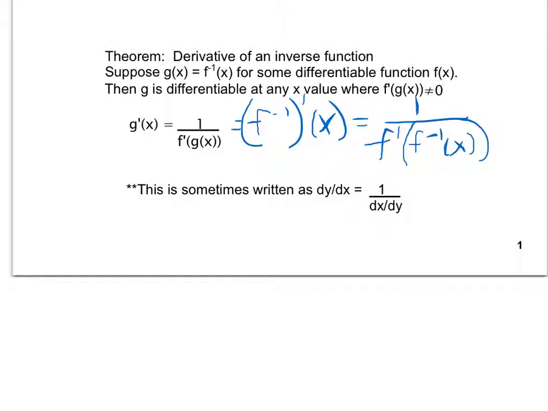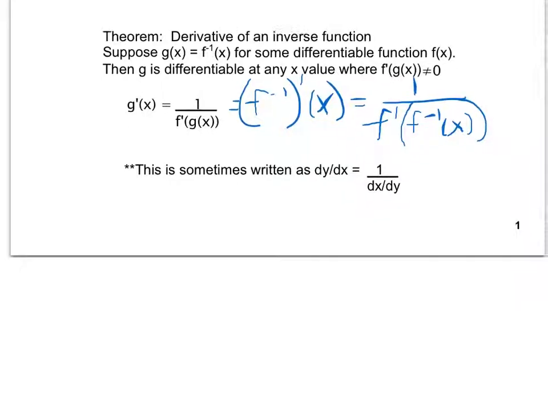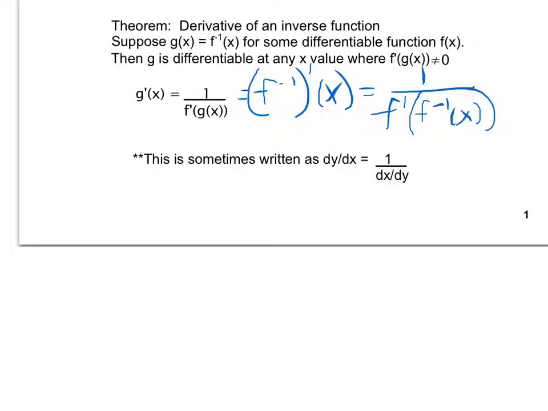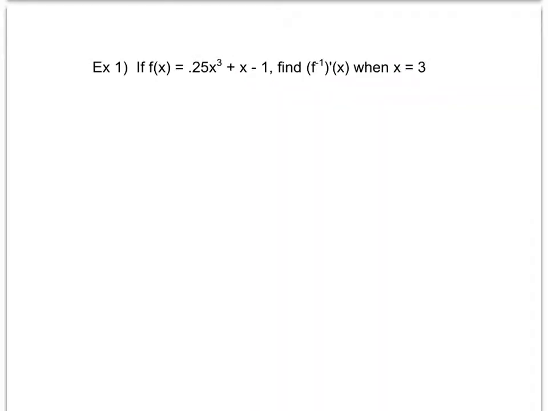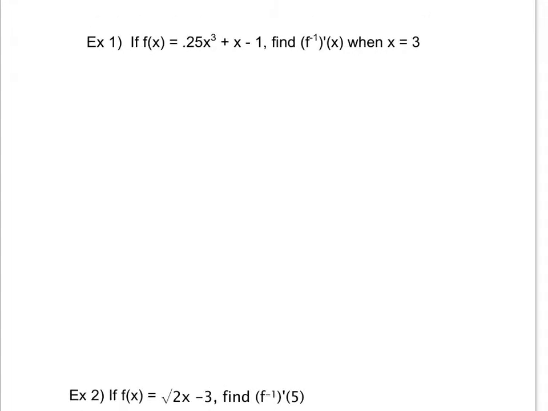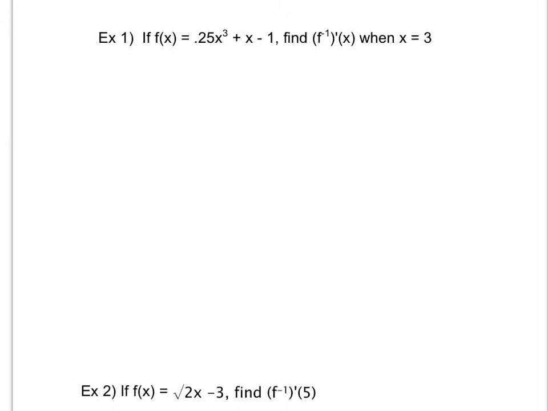It is also sometimes known as the derivative of y with respect to x is equal to 1 over the derivative of x with respect to y. And then looking at some examples where we use this. Suppose I'm told in example 1 that f of x is 0.25x cubed plus x minus 1, and I need to find f inverse prime of x when x is 3.